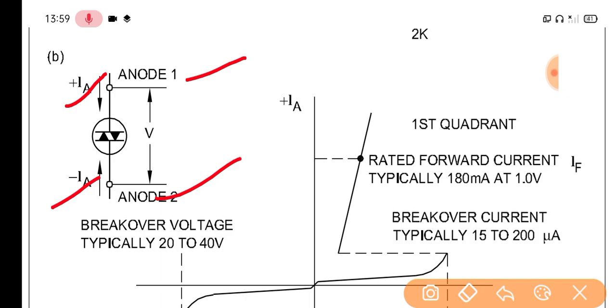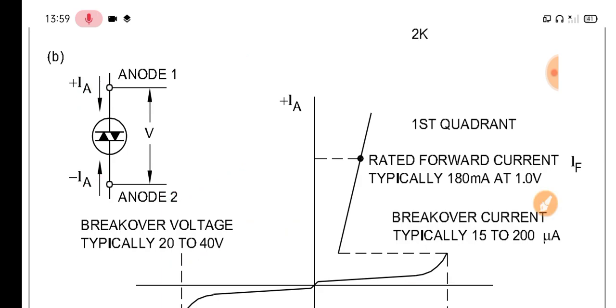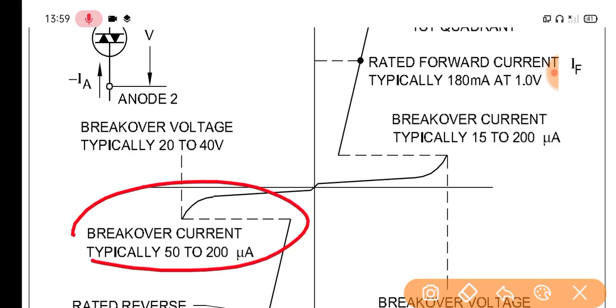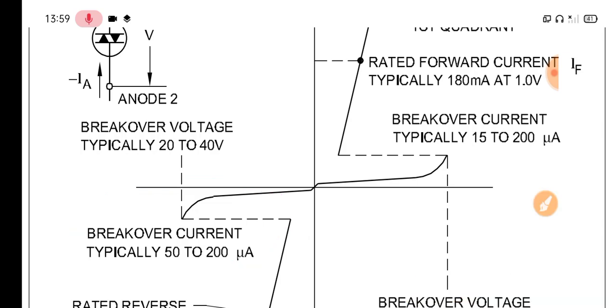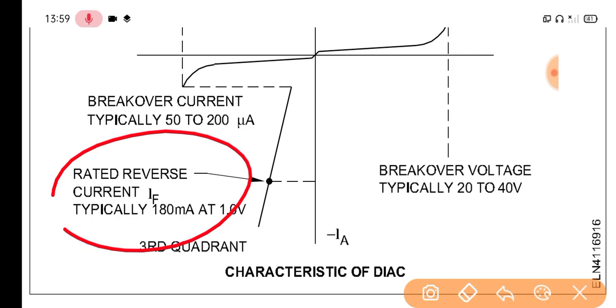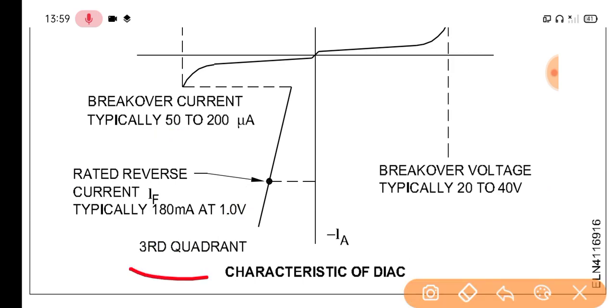The breakover voltage is typically 20 to 40 volts. This is the breakover current, typically 50 to 200 microampere, and this is the rated reverse current, typically 180 milliampere at 1.0 volt. This is the third quadrant.